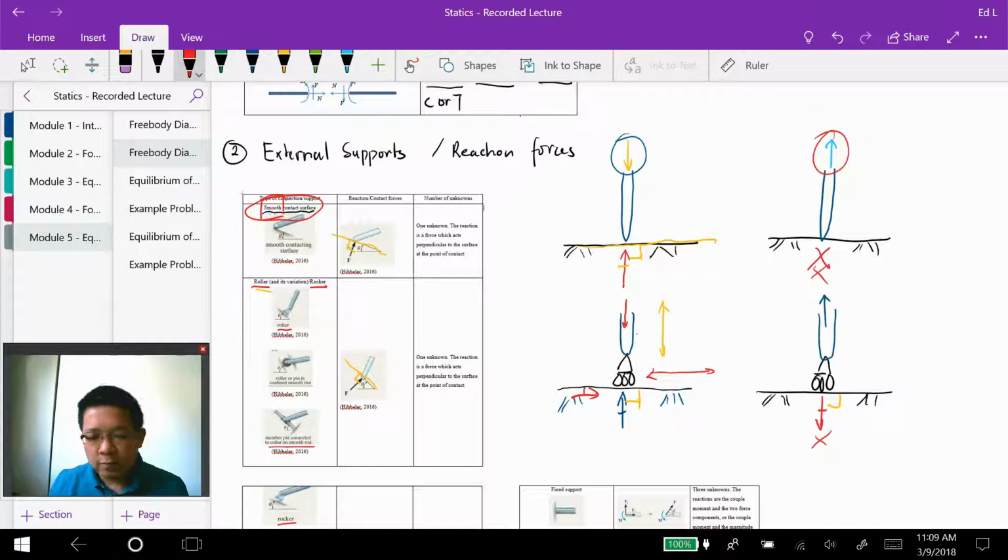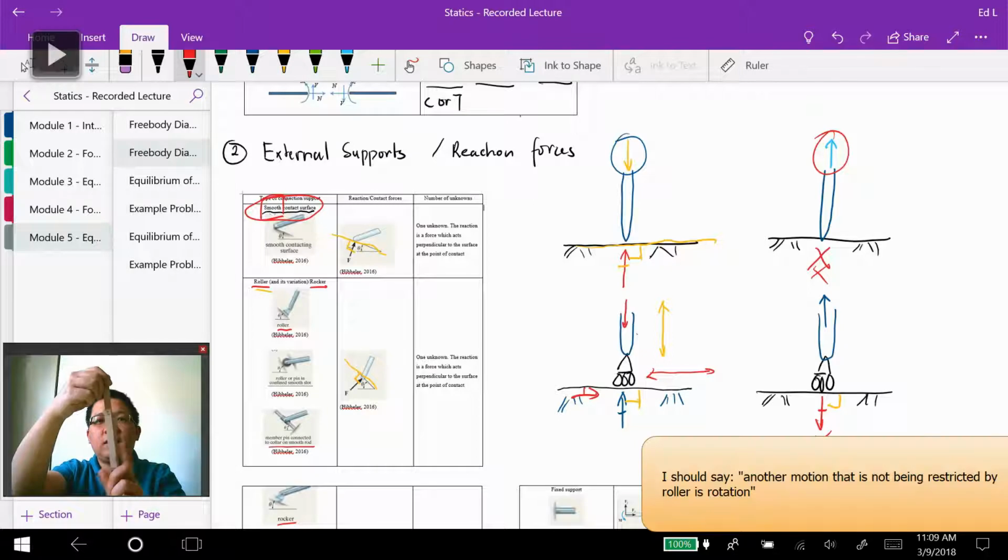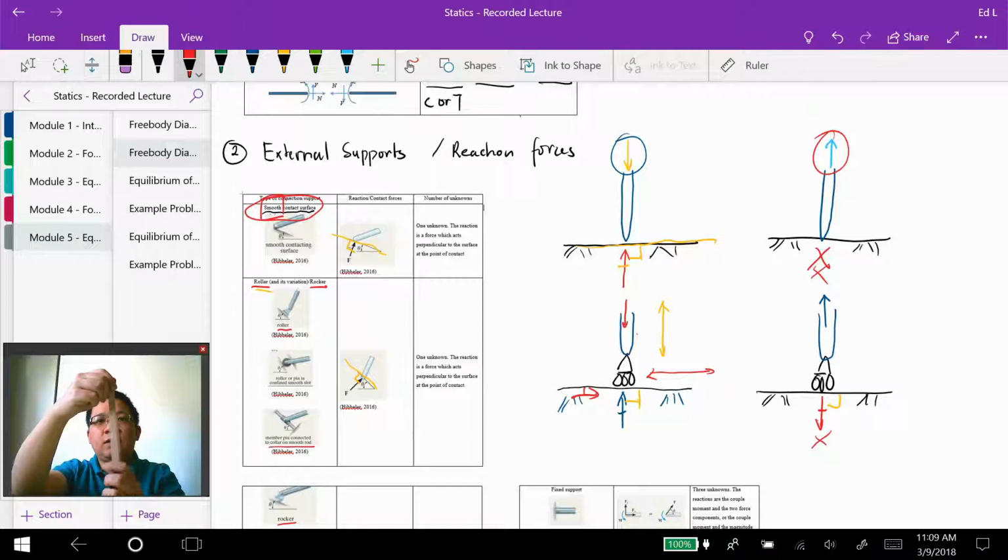One motion that is not being restricted by a roller is what we call rotation. So, for example, if this is my roller, it also cannot resist the rotation of this member. Okay, so you can see that the member is freely rotating.